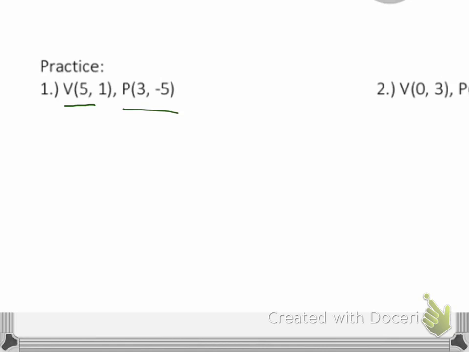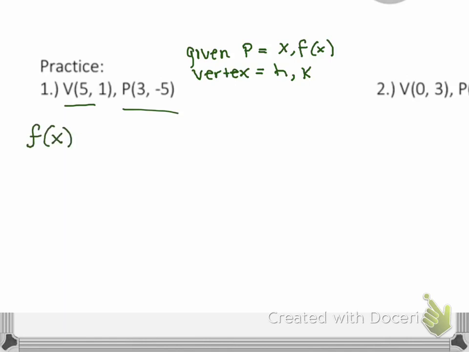Okay, so I know that the given point P is going to be the x and the f of x. And then my vertex is going to be h and k. So let's start with the vertex form: f of x is equal to a times x minus h squared plus k. Now let's replace what we know. My given point, we're working with this.